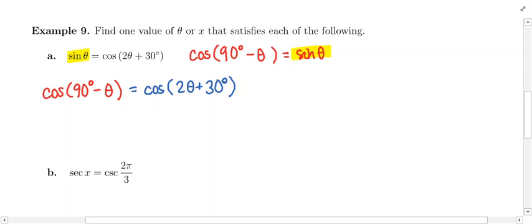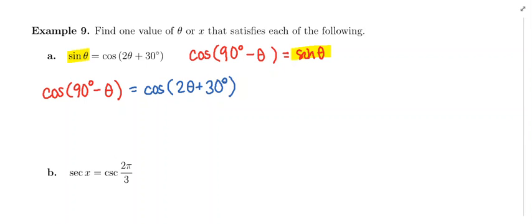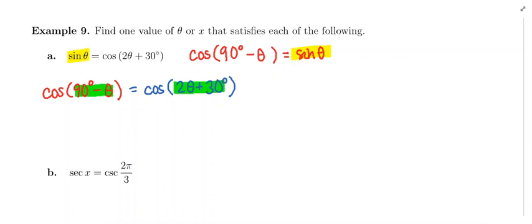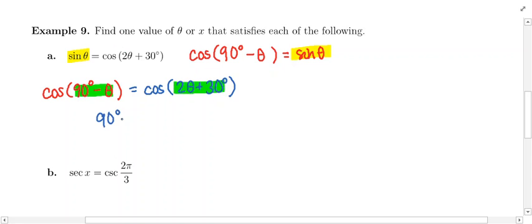And now I have the cosine of something equal to the cosine of something else. The only way this can be a true statement is if the somethings are equal. I'll repeat that: if you have the cosine of something equal to the cosine of something else, the somethings have to be equal. So I'm going to take the arguments and equate them. The only way this can be true is if 90 degrees minus theta is equal to 2 theta plus 30 degrees. So I'm going to solve this equation.